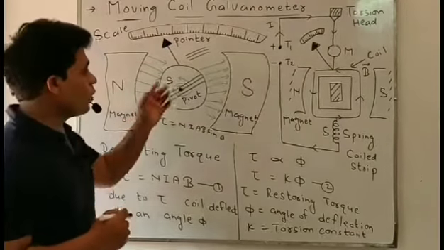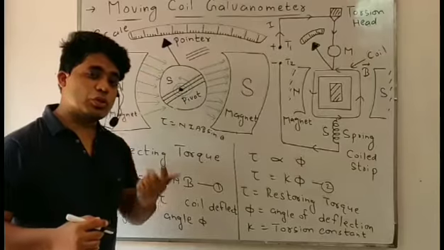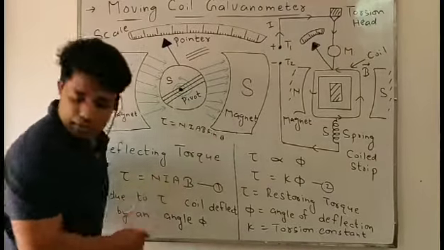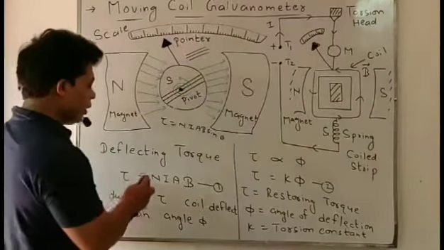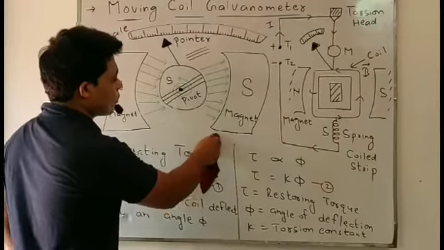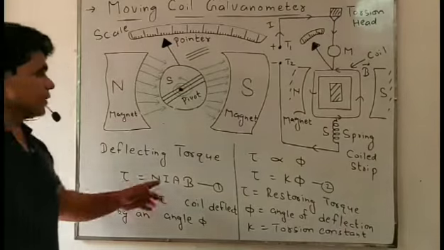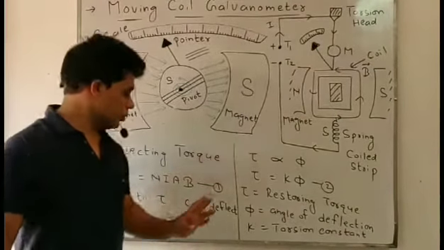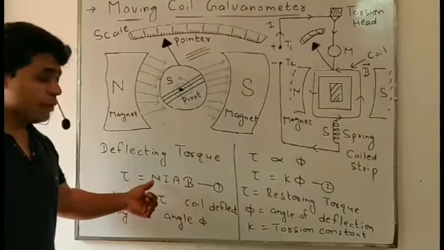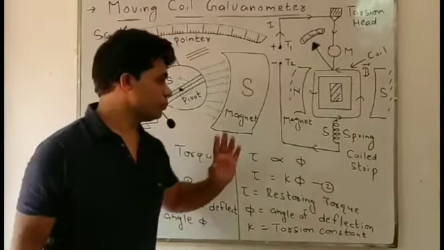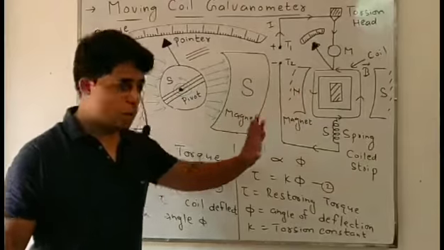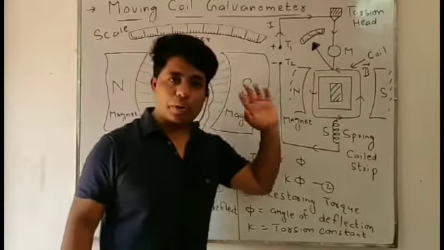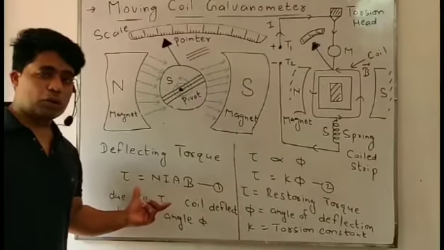Actually, we are using a radial magnetic field and the direction of the area of the coil is normal to the surface, so theta is 90. And sine 90 will be what? 1. That's why we are using only NIAB. Look students, where N is the number of turns of the coil, I is the current in the coil, A is the area of the coil, and B is the magnetic field around the coil. This is called deflecting torque.